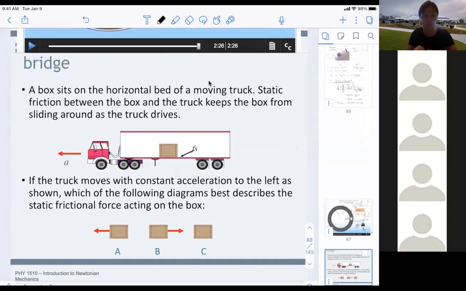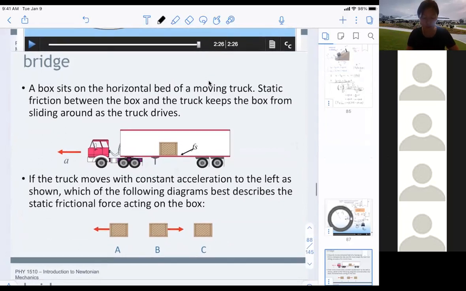One other interesting feature about static friction has to do with this particular question that you've done. Here you have a big truck with an acceleration to the left. Here there's a box sitting still relative to the truck, sitting at rest. So which of the diagrams is the correct diagram showing the static friction force that is acting on the box? Okay. So which one do you think is correct?